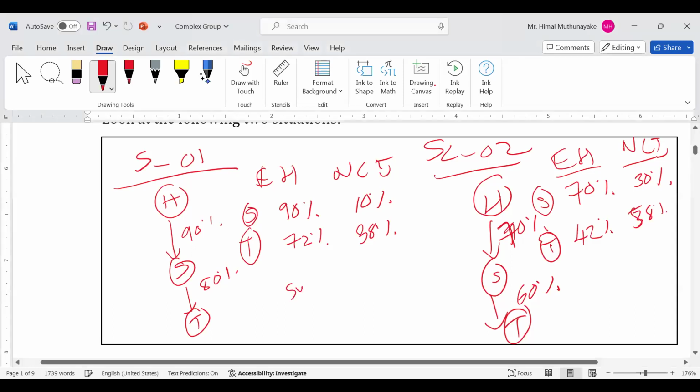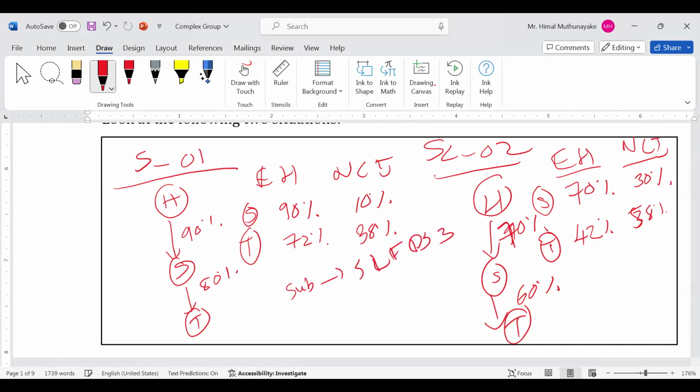For a subsidiary, we apply SLFRS 3. For an associate, we apply LKAS 28. So there will be a different calculation. If you wrongly identify the third company as an associate, then your whole question will go wrong, right? Therefore, the first thing you need to do is identify whether that company is a subsidiary or an associate.